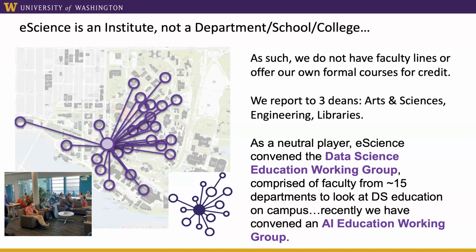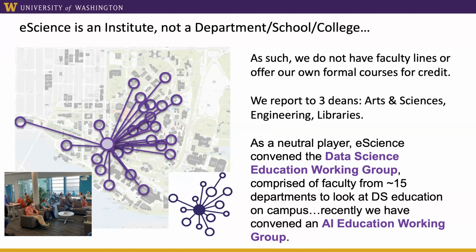So the eScience Institute is an institute, so we're not a department, school, or college. We sit outside of that structure. And that means that we don't have our own faculty lines. We don't have our own formal courses that we're offering through the institute. We report broadly to the Dean of Arts and Sciences, Engineering, and the libraries.